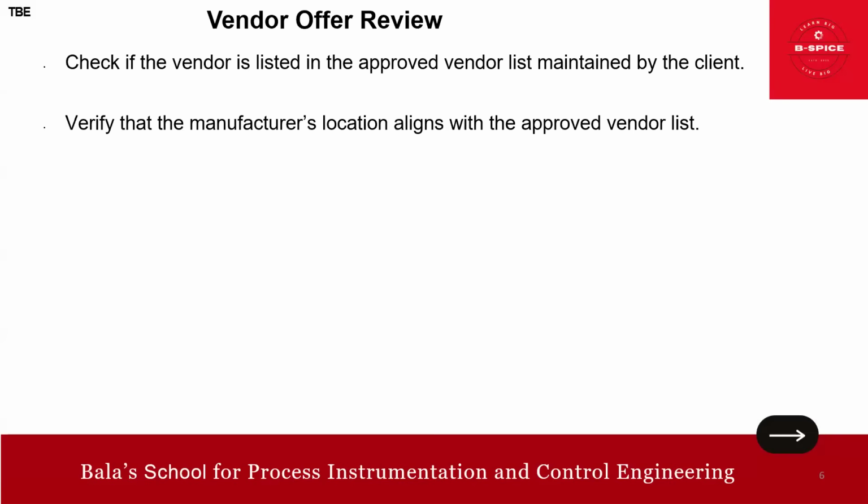Verify that the manufacturer location aligns with the approved vendor list, because some companies may be in Europe, some may be located in China, I mean the Asian region, or the Middle East. We have to see whether the location aligns with the approved vendor list. Then ensure the scope and interfaces are clarified in the vendor proposal.